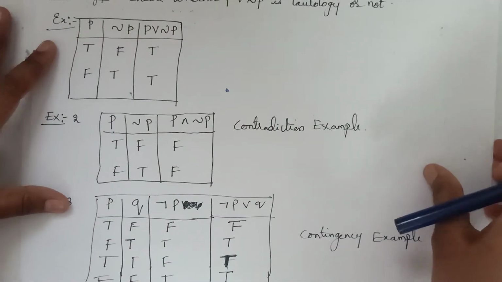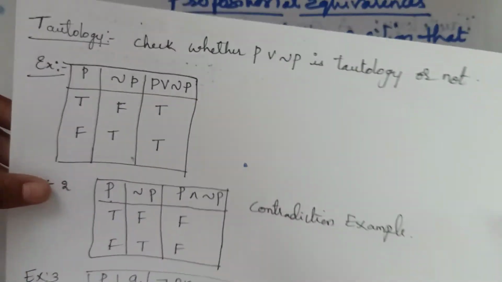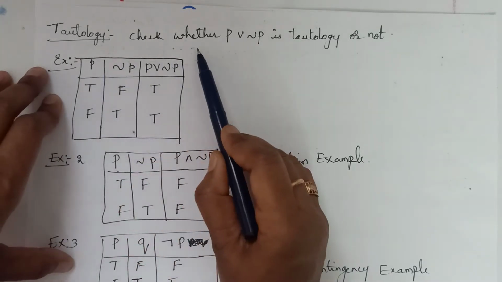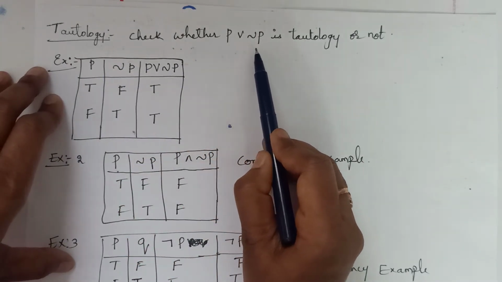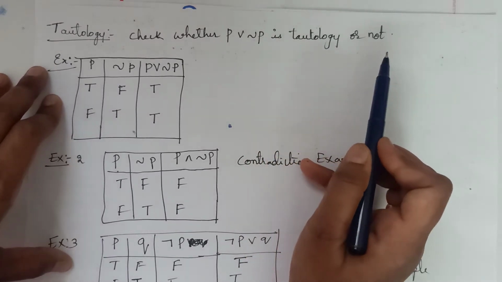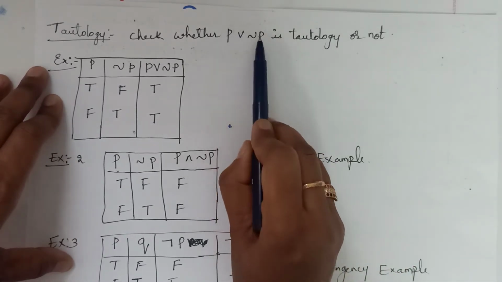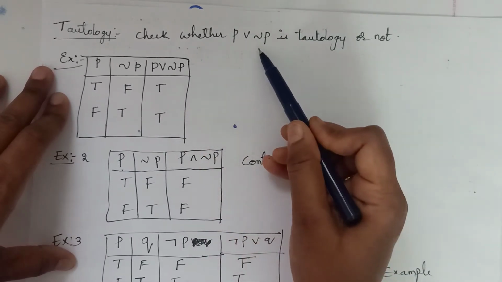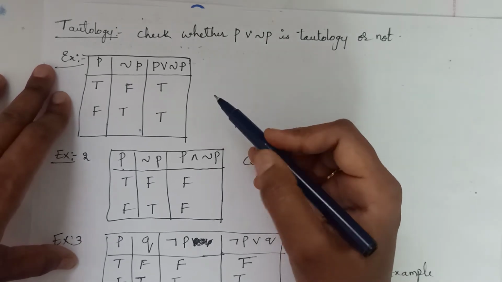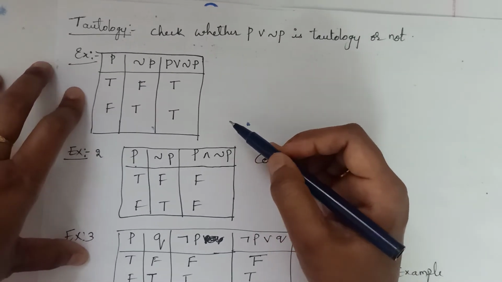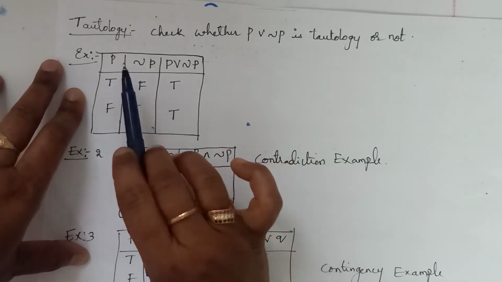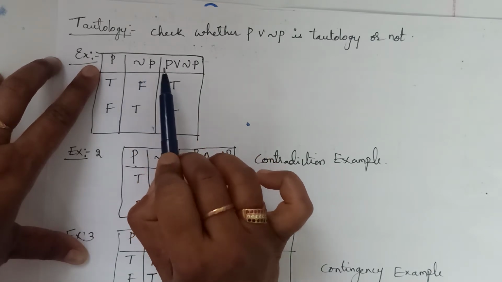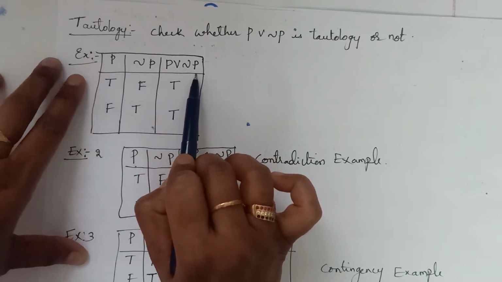In the first example, check whether P or negation P is a tautology or not. I'm going to check whether this statement formula is a tautology or not. By constructing the truth table of this statement formula, you can easily identify whether it is a tautology or not. I have calculated the truth table for the given statement formula: P, negation P and P or negation P.